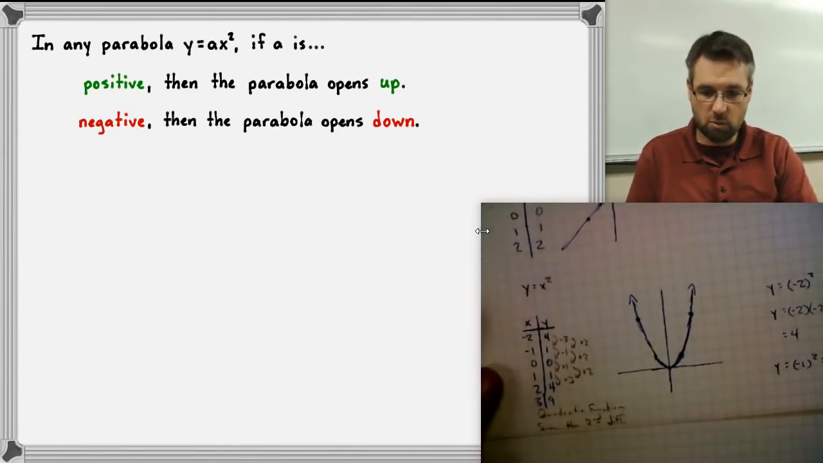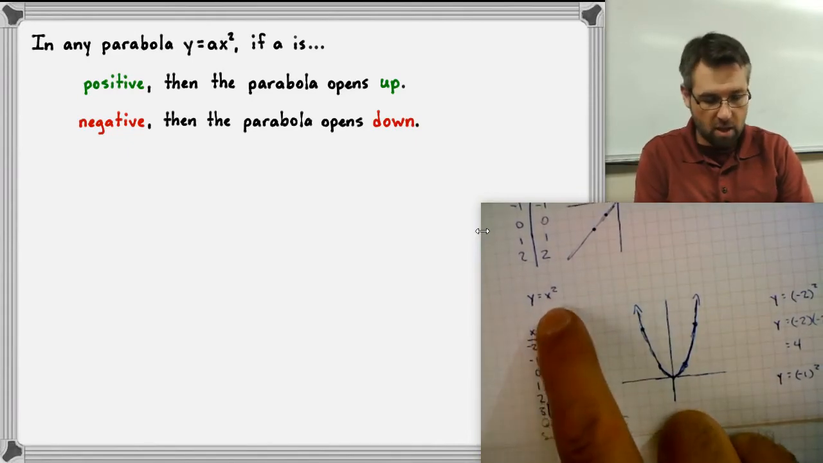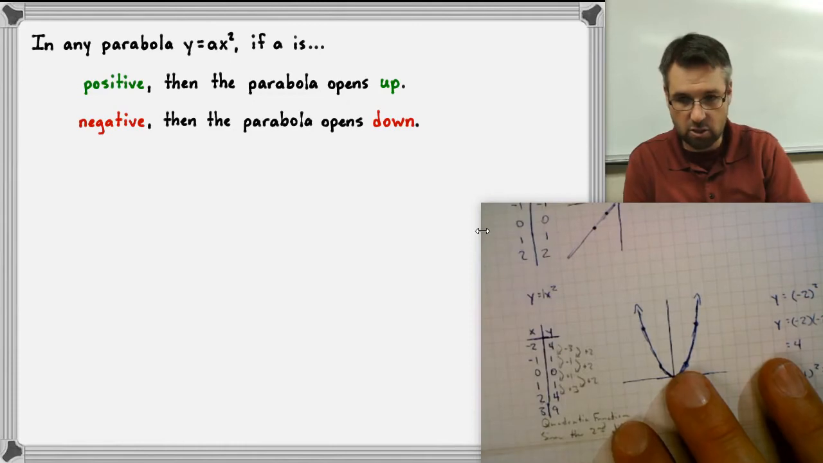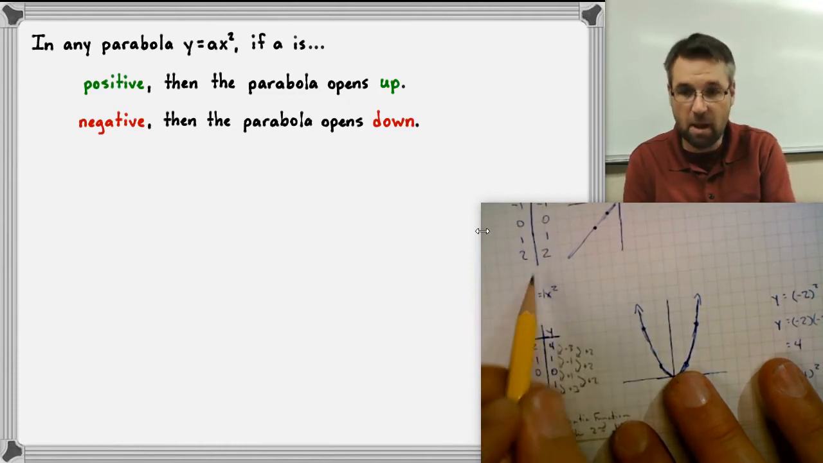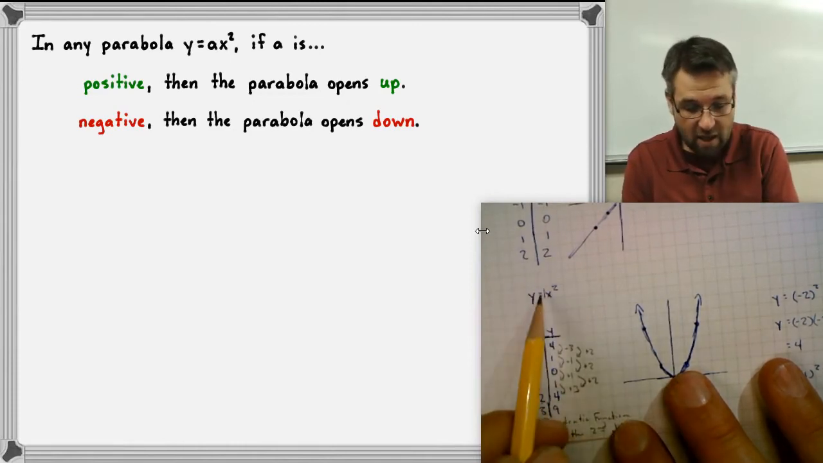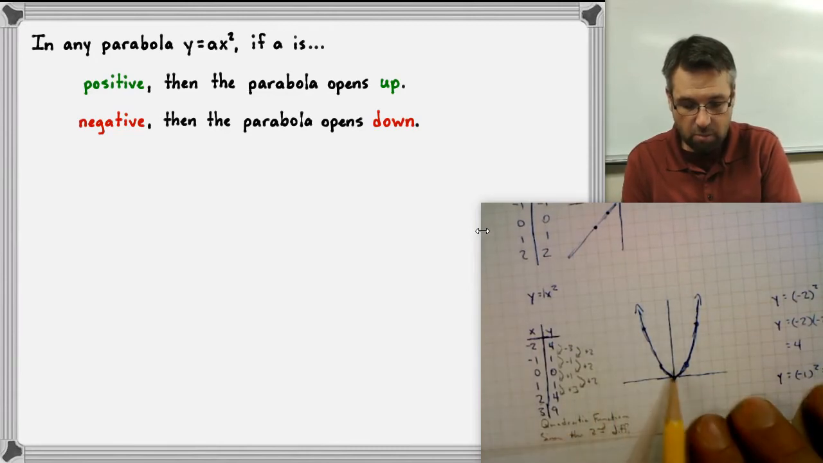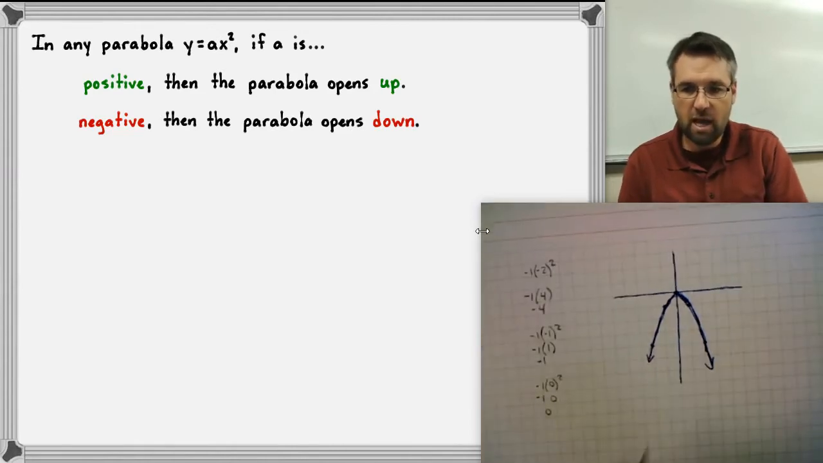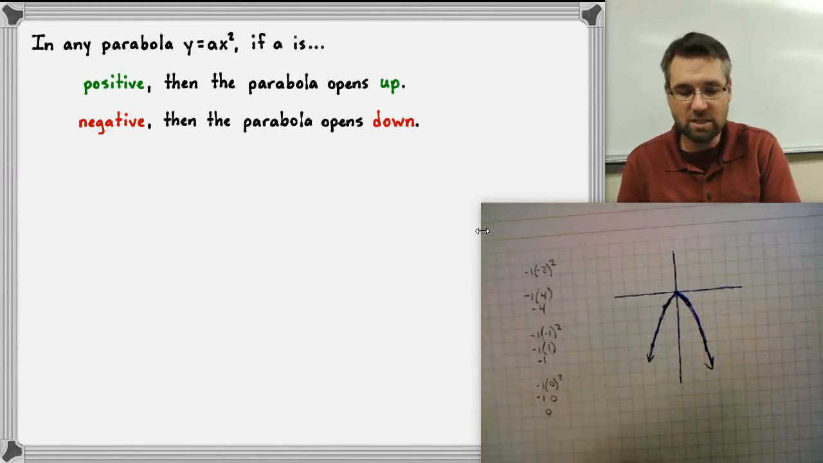In our previous one, we had y equals x squared. The a value is the coefficient in front of the x squared term. That's a +1. The a value is positive. We see the parabola opens up. Okay. Here we saw that the a value was negative, and as a result, we can see the parabola opens down.